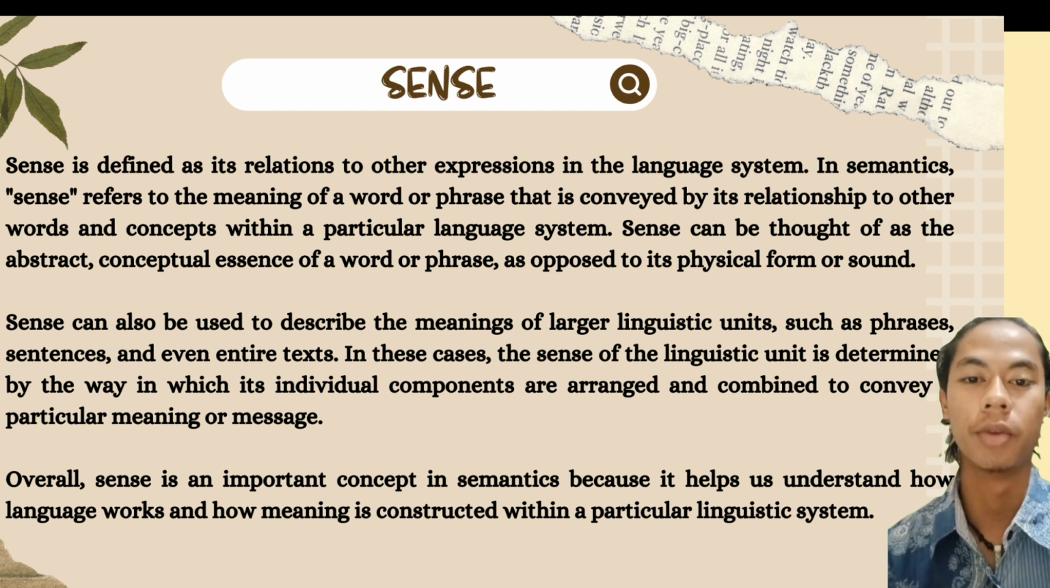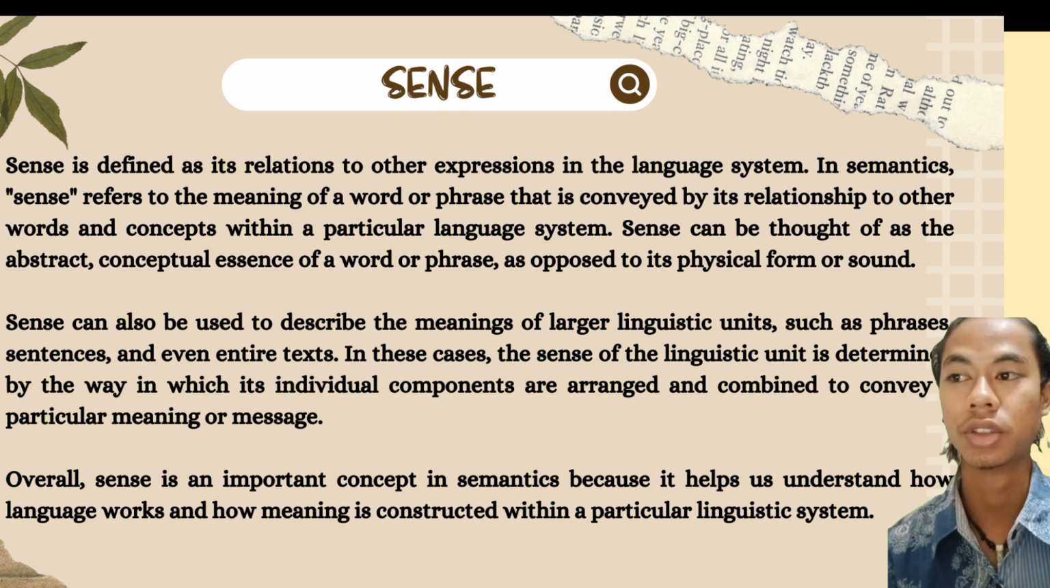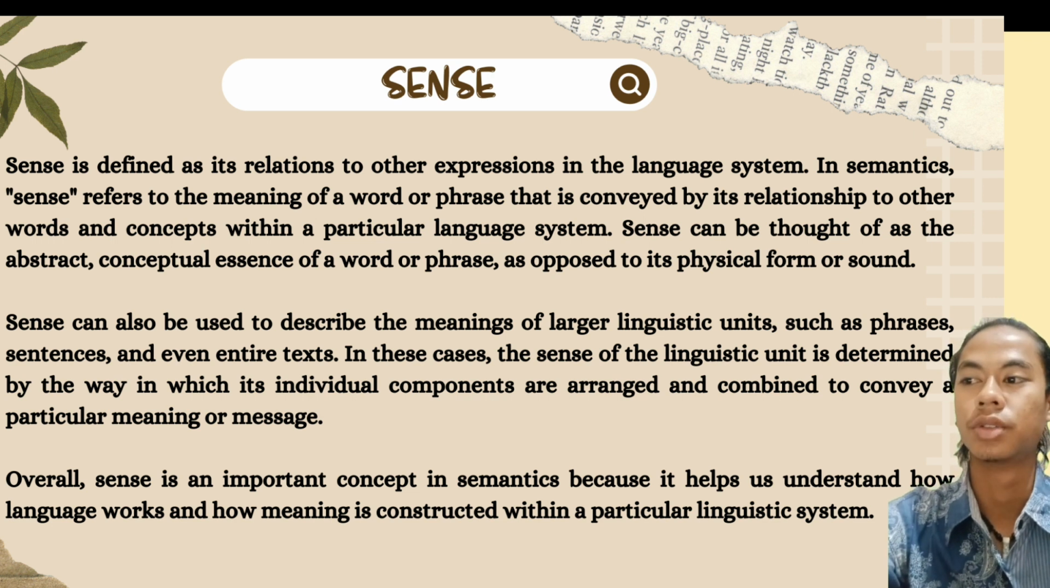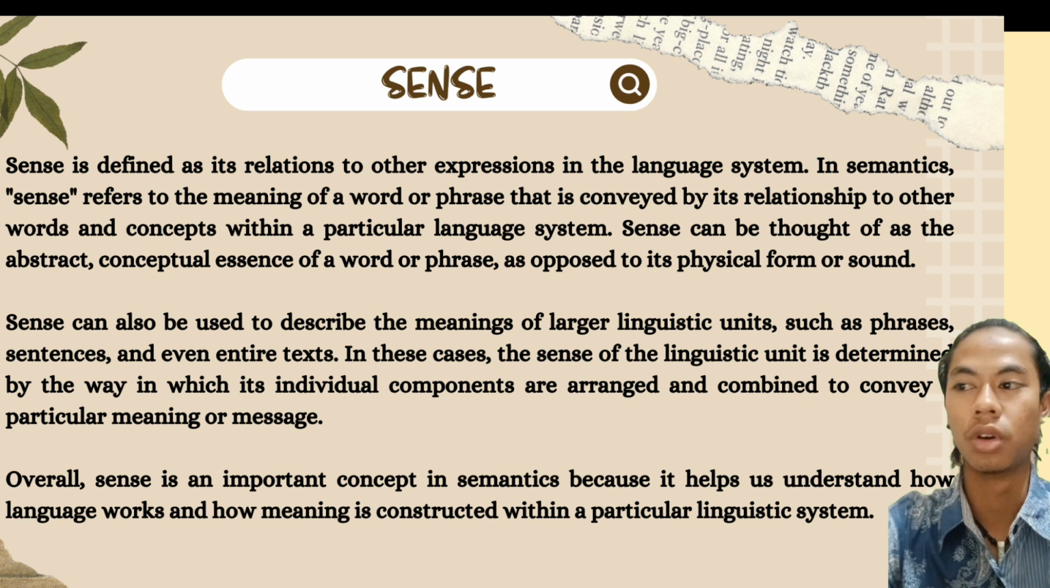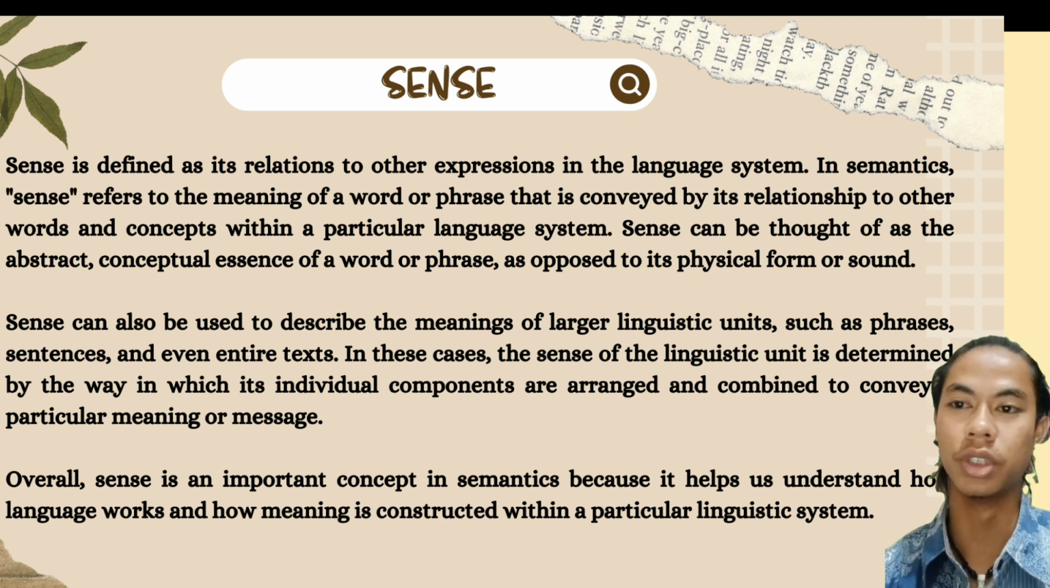Hello everyone, my name is Muhammad Fikri and I will explain what sense actually is. Sense is defined as its relations to other expressions in the language system. In semantics, sense refers to the meaning of a word or phrase that is conveyed by its relationship to other words and concepts within a particular language system. And sense could be thought of as the abstract, conceptual essence of a word or phrase as opposed to its physical form or sound.